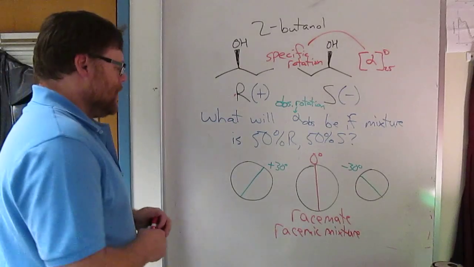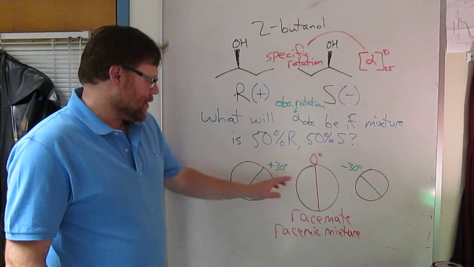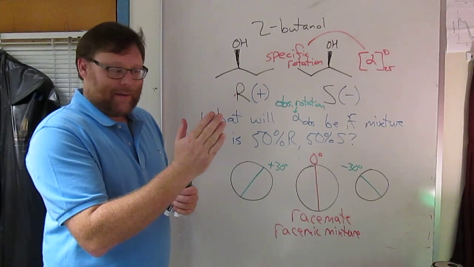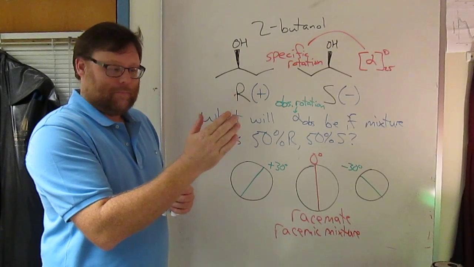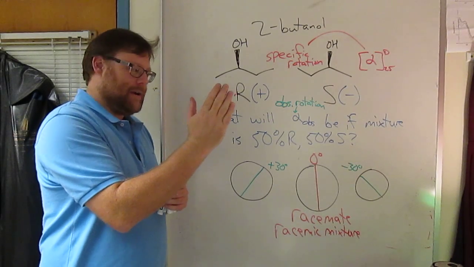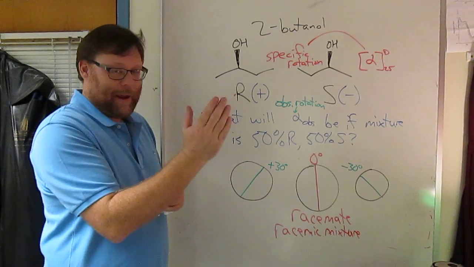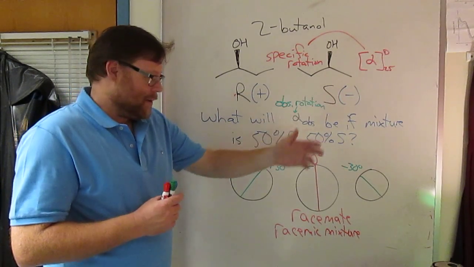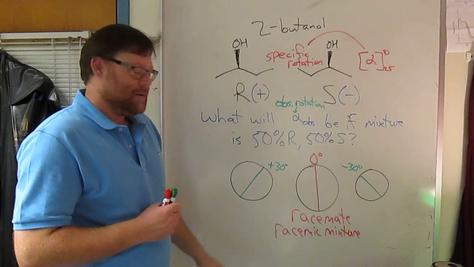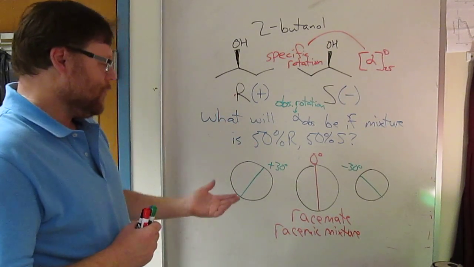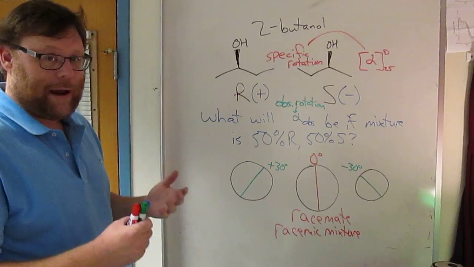Hallelujah. So if we have a 50-50 mixture, for every molecule of R enantiomer that the photon hits, it's going to hit a molecule of S. R flips it clockwise, S flips it back. Hits another S, it goes counterclockwise. Hits an R, it comes back. On average, it's going to hit 10 to the 20th molecules. On average, the plane won't rotate. No observed rotation, and we call this a racemic mixture, or a racemate.